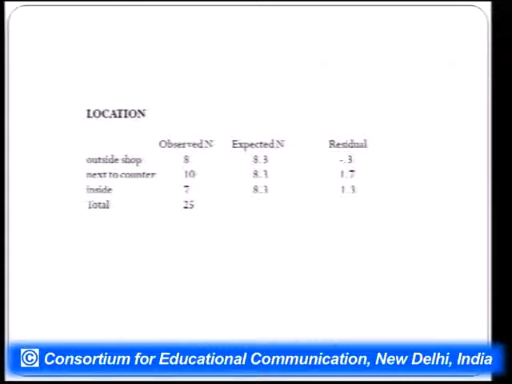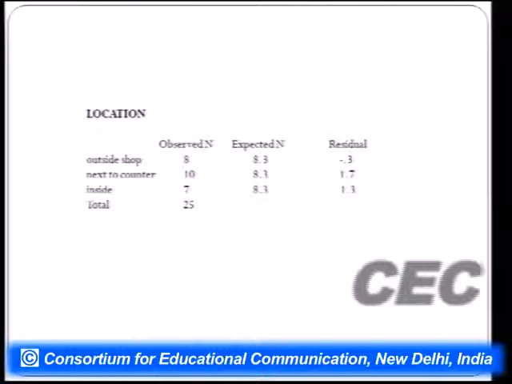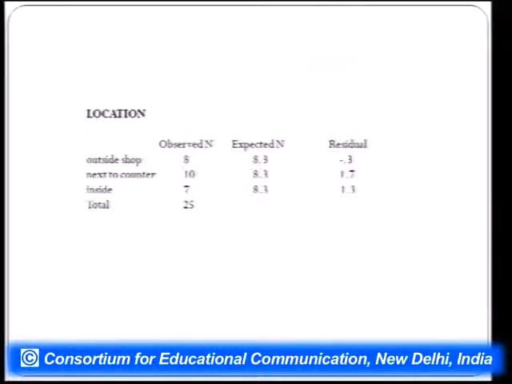The expected frequency is actually our hypothesis. So our hypothesis was that all the 3 categories have equal responses. Now, what are the equal responses? 25 divided by 3 is the expectation. So 25 divided by 3 is 8.3. So we expect that 8.3 shops will be keeping their VISI cooler outside, 8.3 next to the counter, and 8.3 inside the shop.